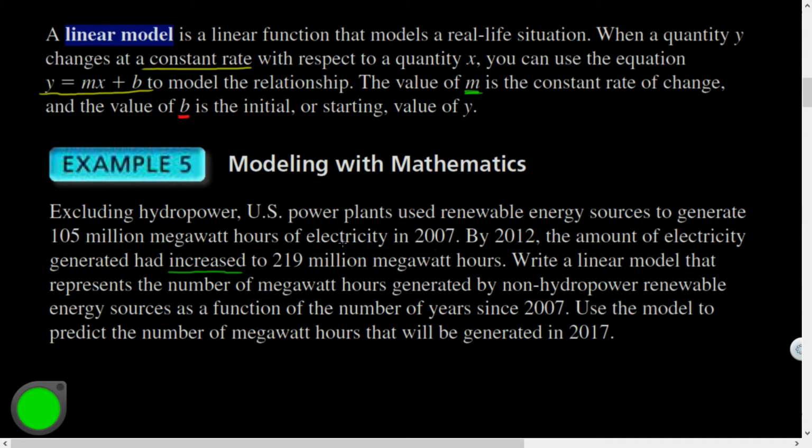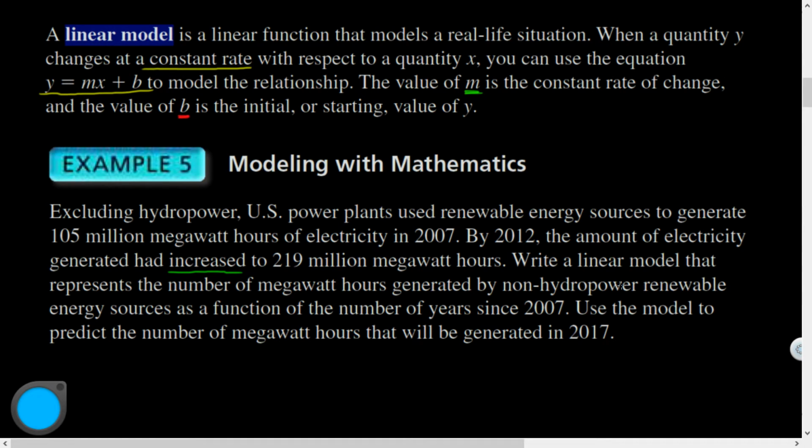Write a linear model that represents the number of megawatt hours generated by non-hydropowered renewable energy sources as a function of the number of years since 2007. Wow, that's so many words here. Okay, we might have to recognize our independent and dependent variables here. And then use the model to predict the number of megawatt hours that will be generated in 2017.